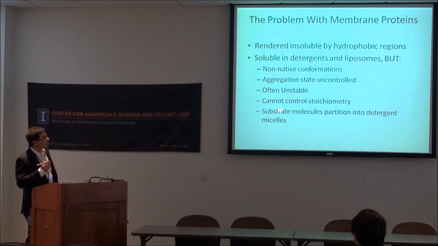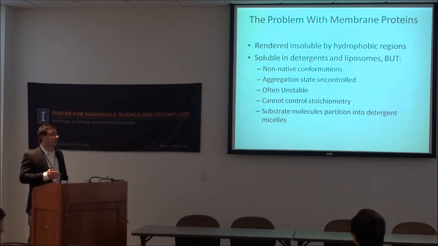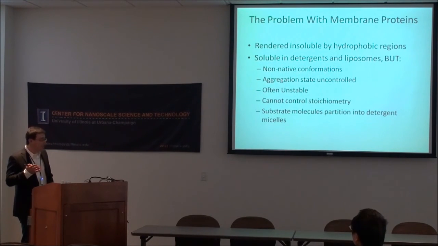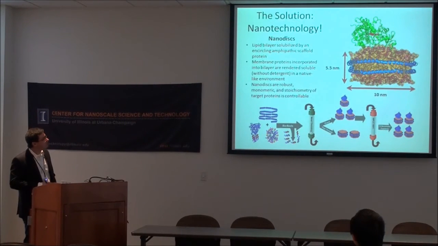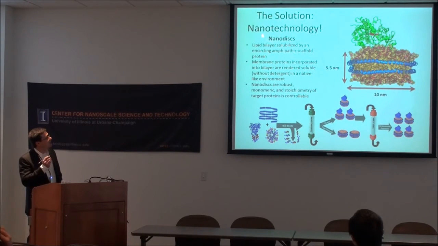Like I said, you can't control stoichiometry. And another thing, oftentimes in detergents, the substrate molecules will partition preferentially into the detergent micelles. So your KDs and KMs that you pull out aren't representative, perhaps, of what you'd see in the body. So the solution, as Steve told you, is nanotechnology.